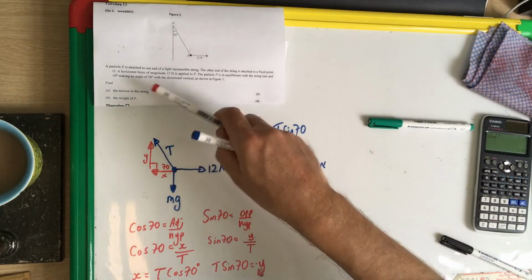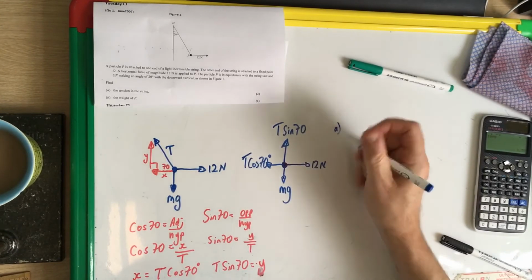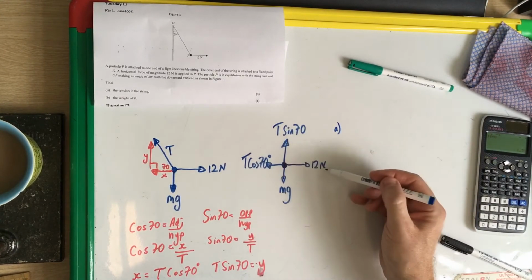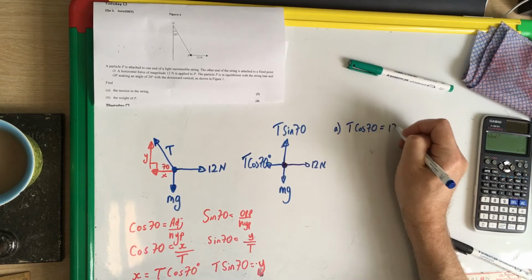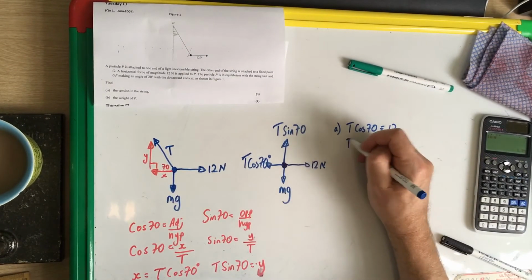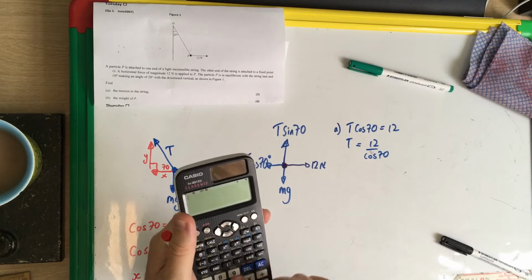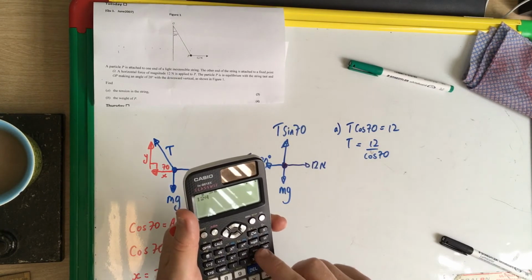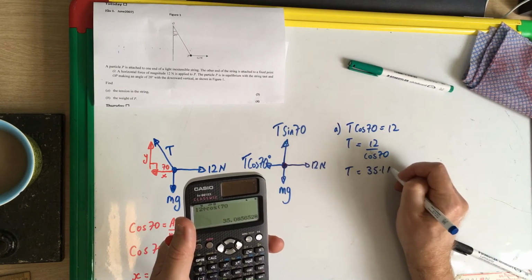And now I can answer all of these questions really easily. These 7 marks are simple now, and they're simple because now I'm going to go for part A, the tension. I've got the 12 on this side, so I'll use this tension here. So T cos 70 is equal to 12. It's in equilibrium, it's not moving, so left equals right. So T is simply 12 over cos 70. I'll do that on my calculator. 12 divided by the cos of 70 is 35.1, so T is 35.1 newtons.